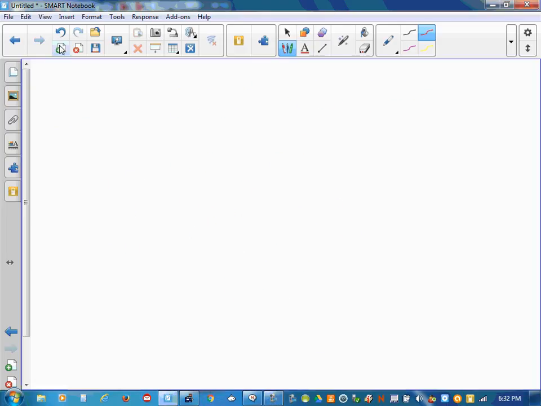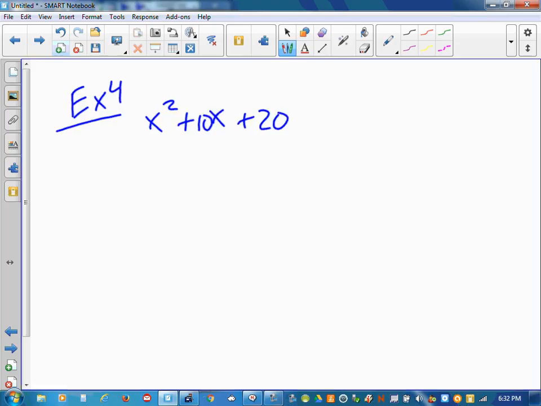Example 4. Go back to the blue pen here. Example 4 is x squared plus 10x plus 20 is equal to 0. All right. So here's the whole process of completing the square. We're going to solve this by completing the square. This does not factor. I can try and factor it, but I can't multiply something to get 20 and then add or subtract it to get 10 in the middle. It just won't work. Okay?